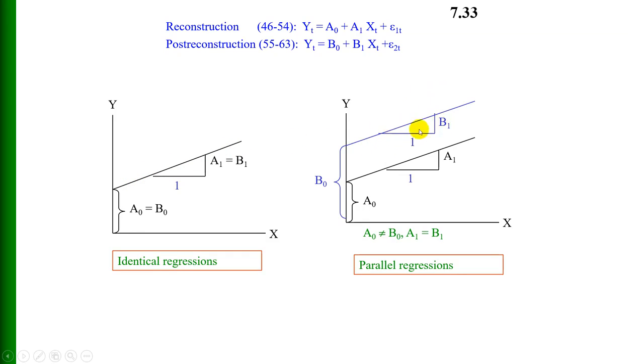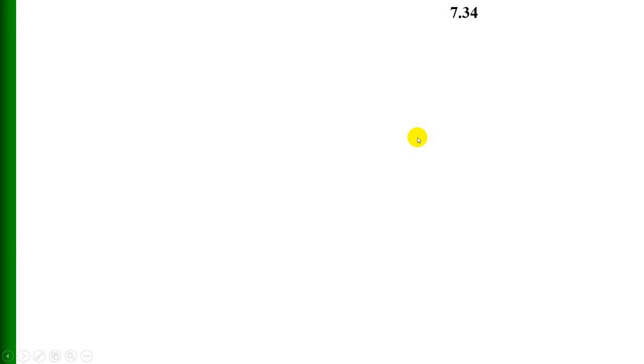This is parallel regression. The intercepts are different. A0 is not equal to B0, but A1 is equal to beta 1. So slopes are the same but intercepts are not the same, so these are called parallel regressions.